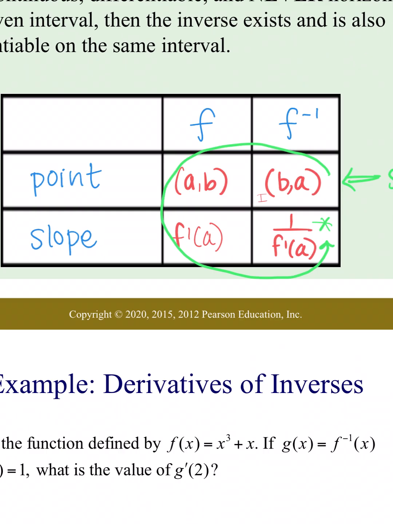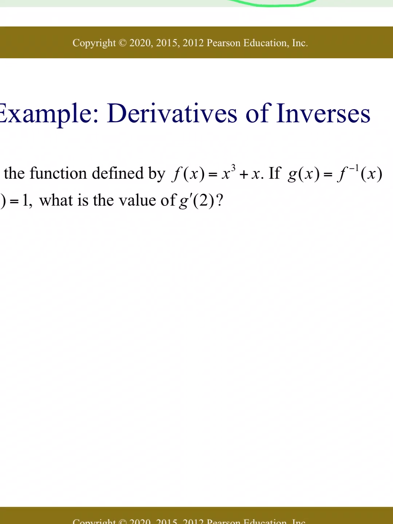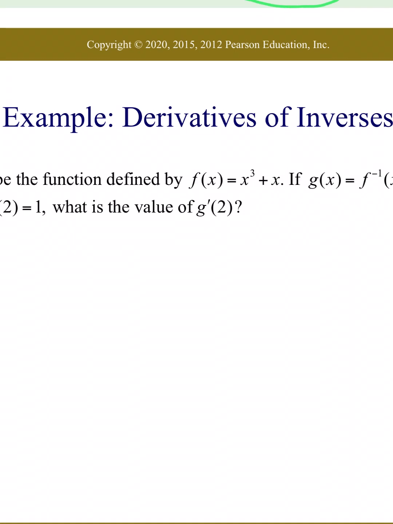Doesn't the horizontal line just fail the HLT anyway? Yeah, so no. Horizontal line doesn't fail it. Horizontal line would only fail if that horizontal line hit something else at the same time. That's what the horizontal line test is, if it hit it more than once. Oh, right. Okay. All right, here we go.